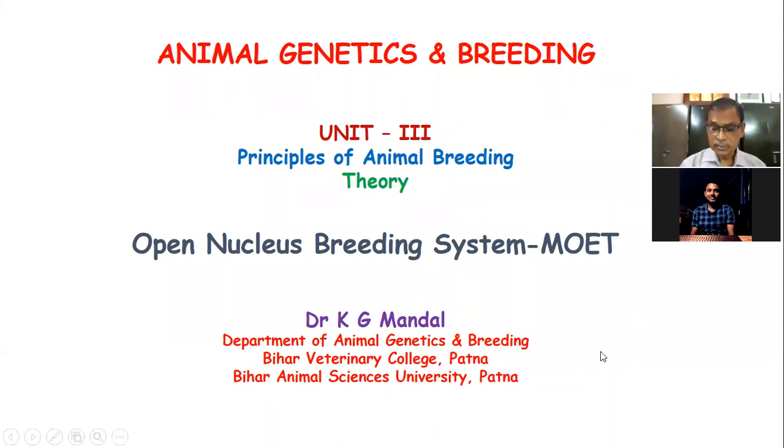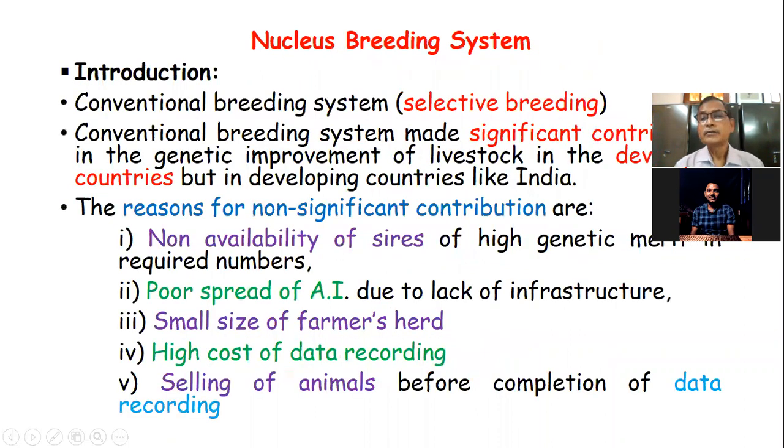So this is the open nucleus breeding system. Now, a breeding system is the application of the principles of genetics and population genetics, in particular, along with some statistical methods and bioinformatics techniques, for the genetic improvement of farm animals, plants, everything is known as a breeding system.